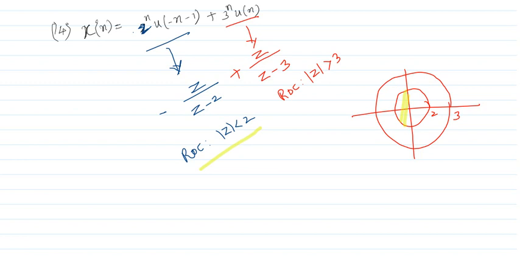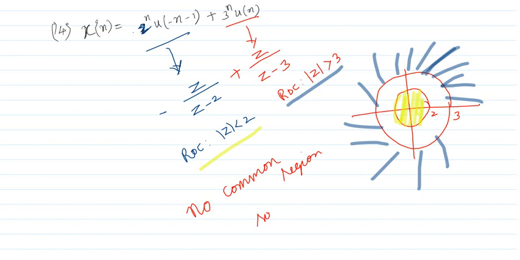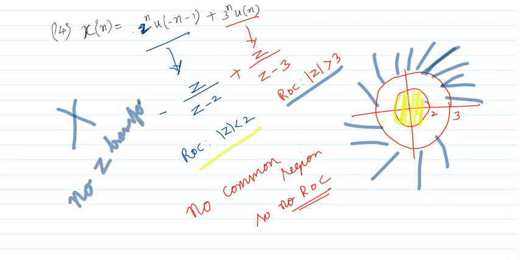What does the second condition say? Greater than 3, outside the circle. Do we have any common region? No common region. So no ROC. Very important: we don't have a Z transform. No Z transform for this question, because there is no common ROC.